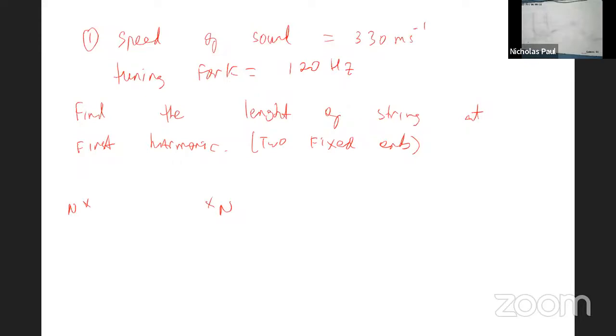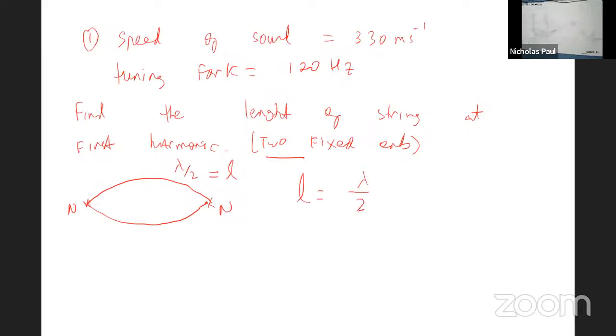It'll be half a wave, right? So from one node to one node here, it'll be half a wavelength, because remember, it's two fixed ends. So this is lambda on 2. Lambda on 2 will equal the length of the string, correct? So if I ask you to find the length of the string, what we need is lambda on 2.